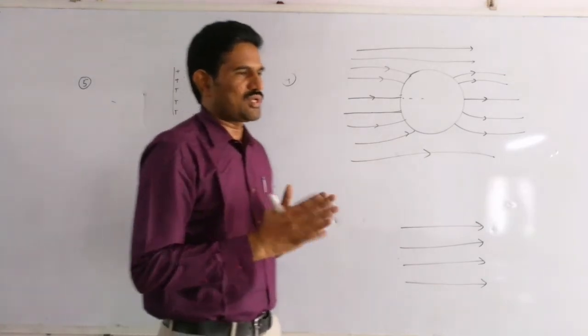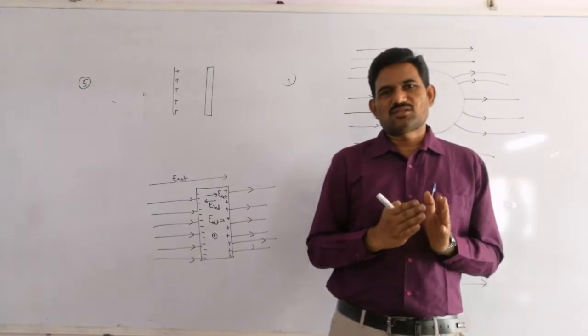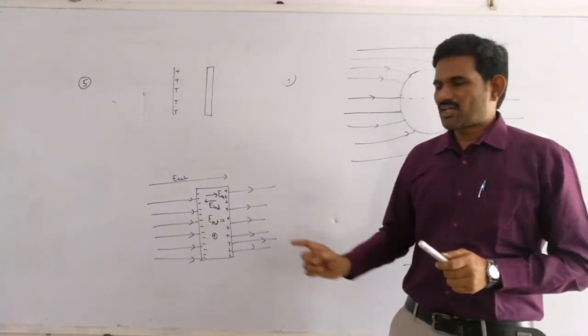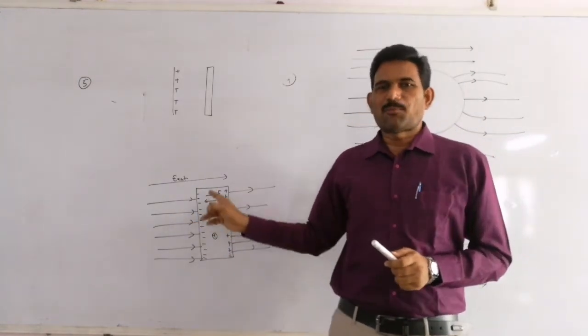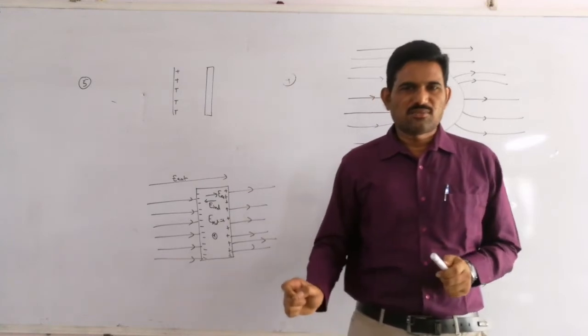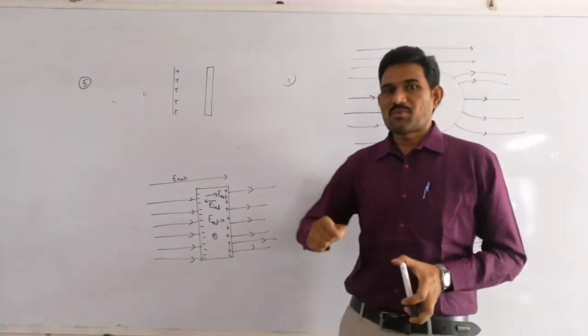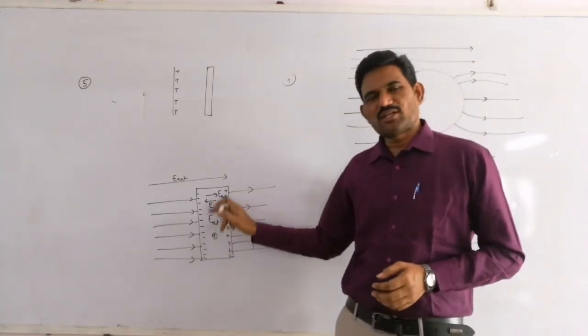When you are placing a neutral body, a neutral metal plate, near a charged object, the induction will take place because of this electric field here. The induced charges will appear on the surface such that the resultant electric field inside the conductor is 0. So that is the main thing to happen there. Inside this conductor the net electric field should be 0 at any point.